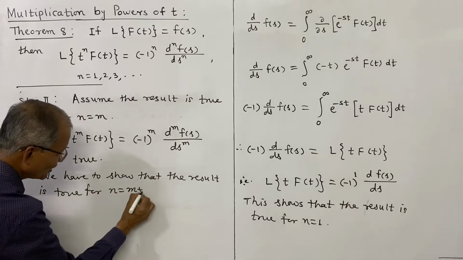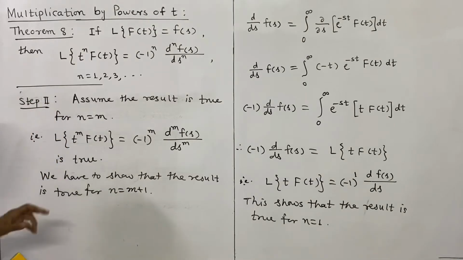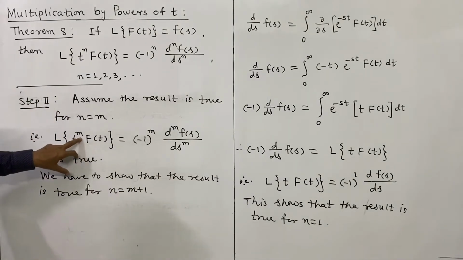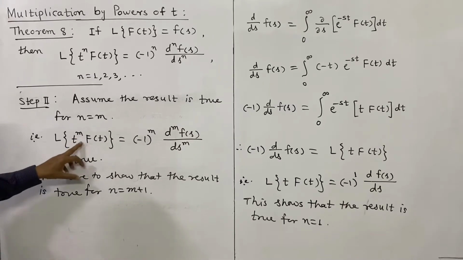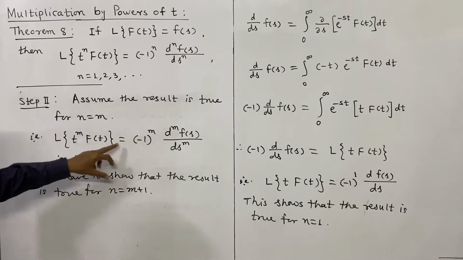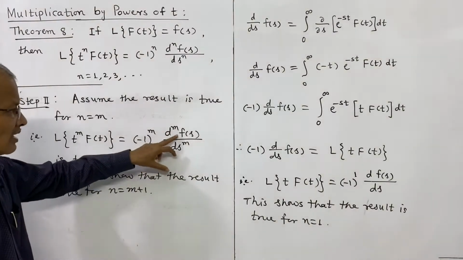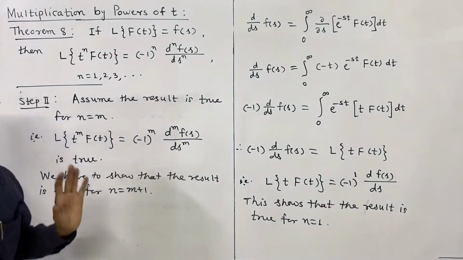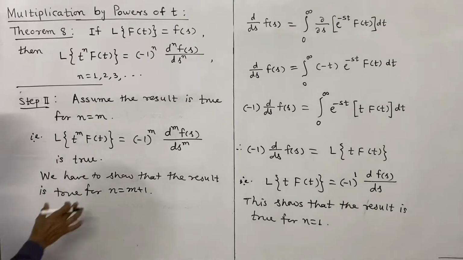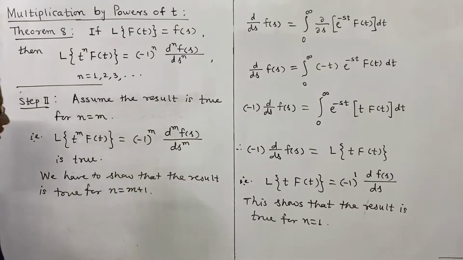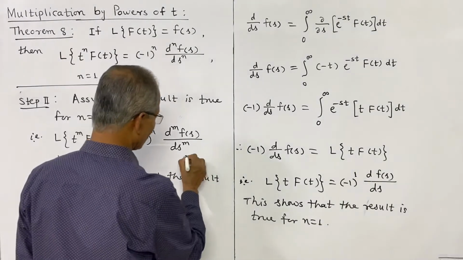And how to prove the result is true for n equal to m plus 1? Wherever m is there, the result must be true for m plus 1. That is, L of t power m plus 1 into f of t is equal to minus 1 power m plus 1, the m plus 1th derivative of F(s) with respect to s. That is to be shown. Now from this result we have assumed, I shall suppose this as 1.